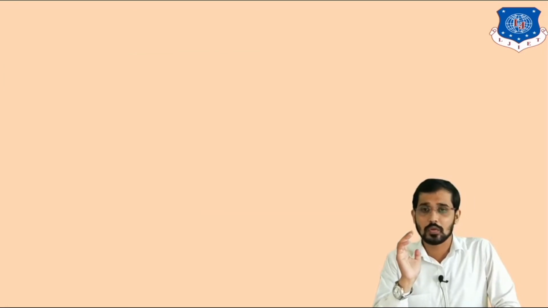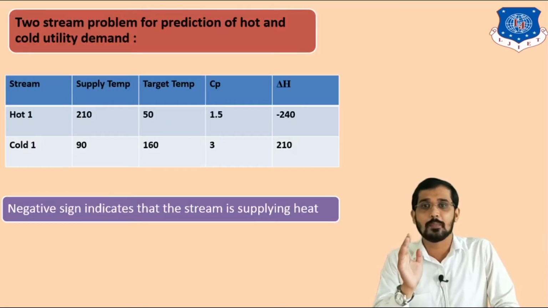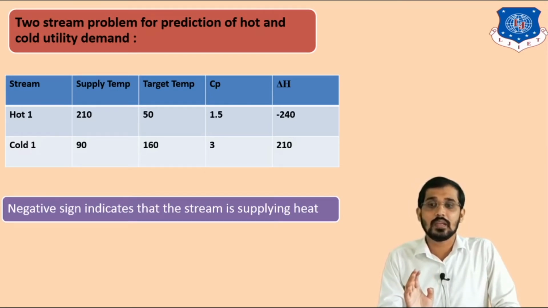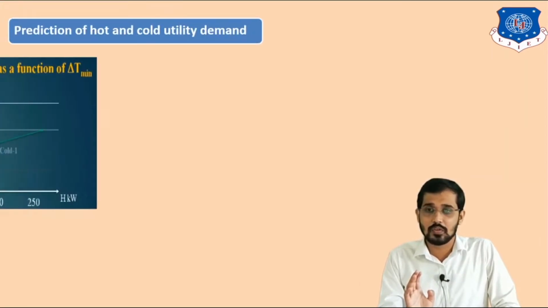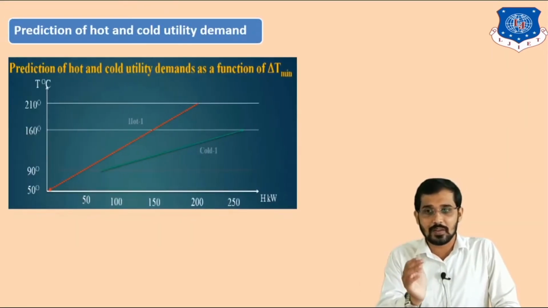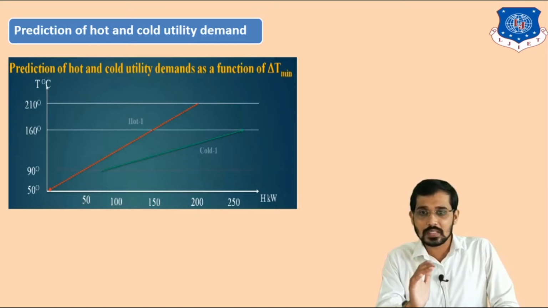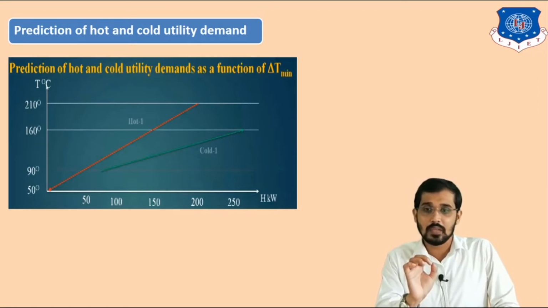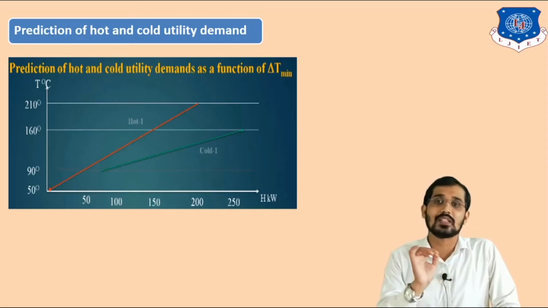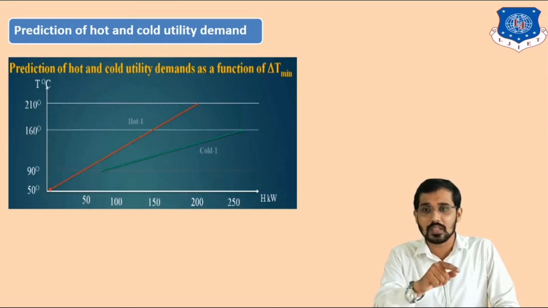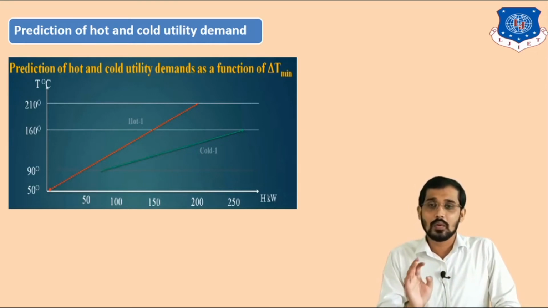I have already shown you the data for this. For the hot stream you can see the supply temperature is 210 and the target temperature is 50 degrees Celsius, and for the cold stream 90 and 160. Just observe here, 210 is the supply temperature for the hot stream, and that stream comes down to 50 degrees Celsius, which is the target temperature. Similarly, just observe that the green line is coming from 90 degrees Celsius to 160 degrees Celsius, but the red line is coming from 210 degrees Celsius to 50 degrees Celsius. What is the meaning of this?